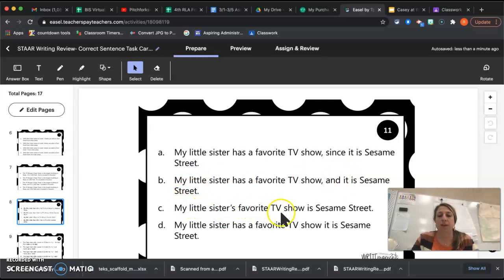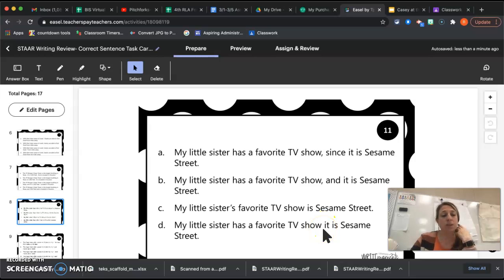My little sister's favorite TV show is Sesame Street. Does it tell me whose favorite show it is? Yes. Does it tell me what? Yes. So that is a complete sentence. And you see how this is the shortest answer and it was still correct. I didn't have to have a comma conjunction, just a simple sentence. D, my little sister has a favorite TV show. It is Sesame Street. That's a run-on.